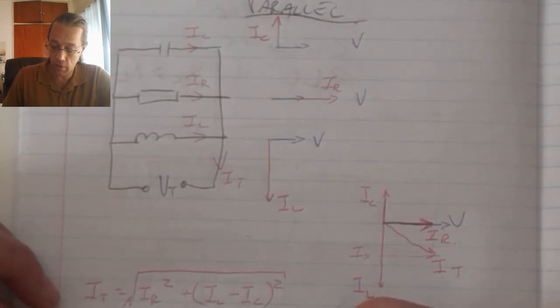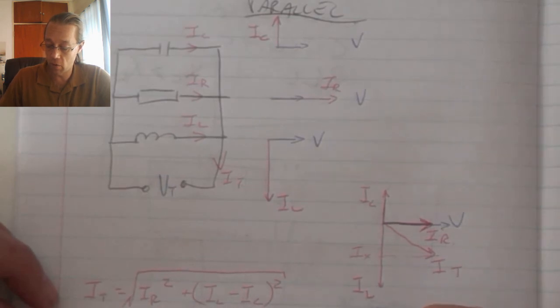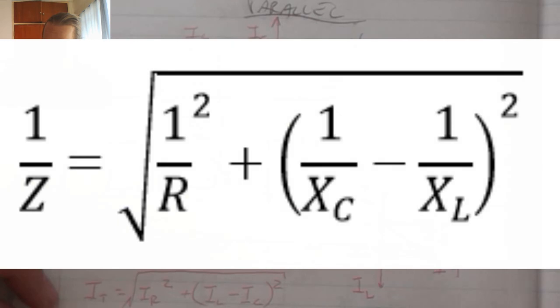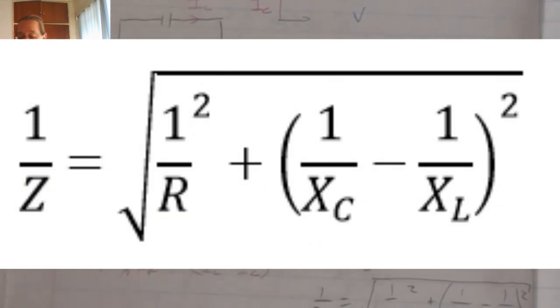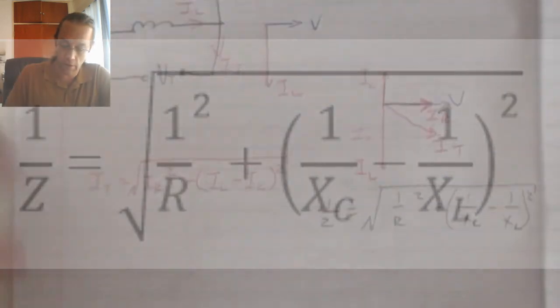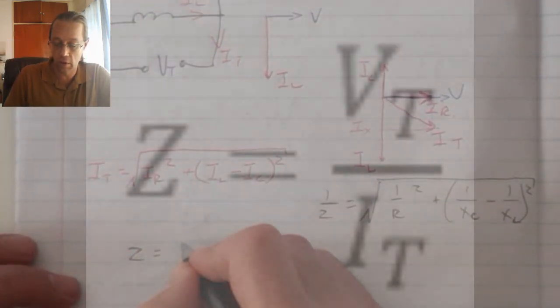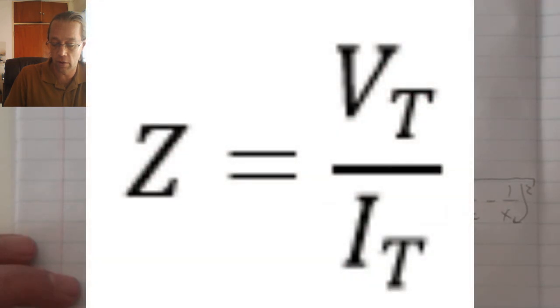Impedance, same as we had in the previous part, 1 over Z is equal to the square root of 1 over R squared plus 1 over XC minus 1 over XL squared, all of that rooted. But as I said in previous parts, it's always safer to go total voltage over total current.